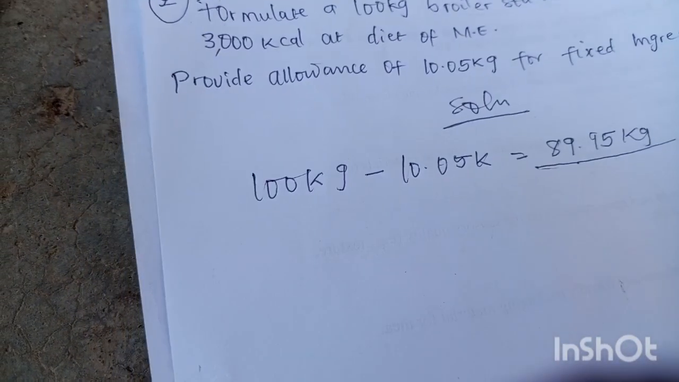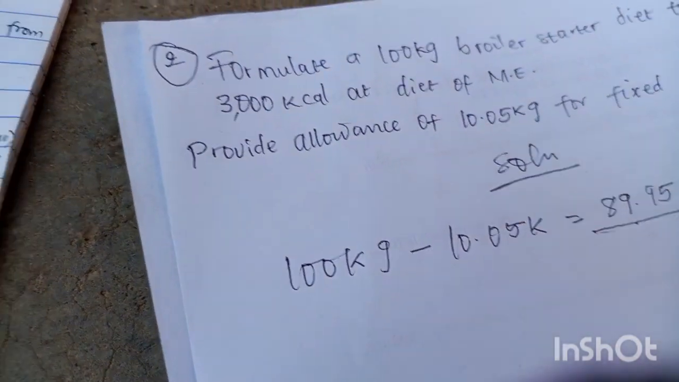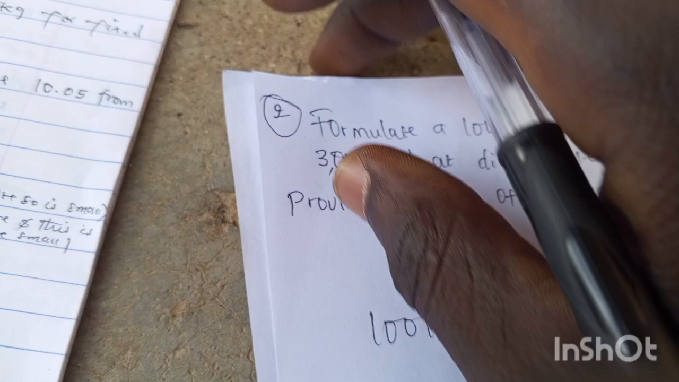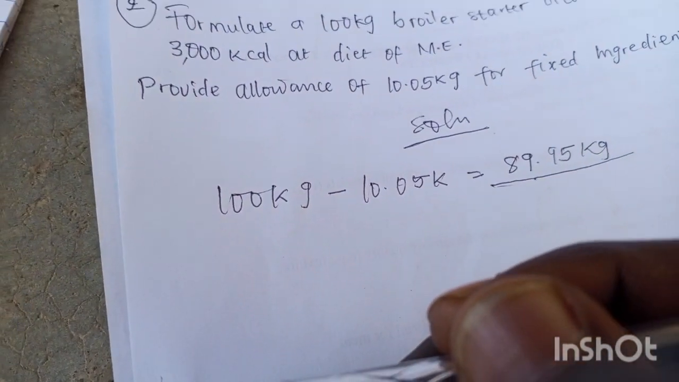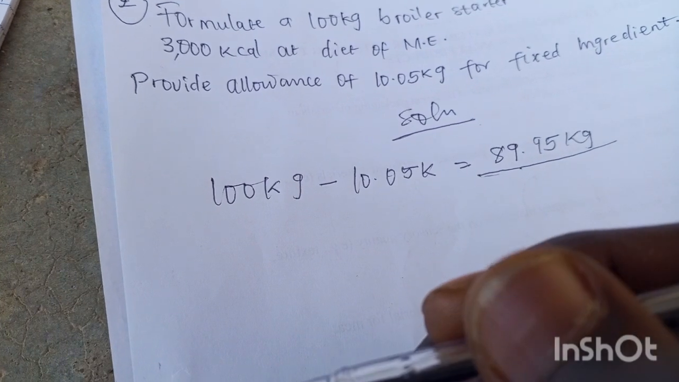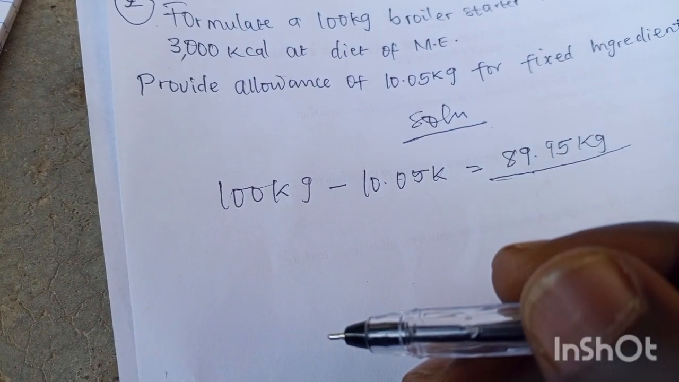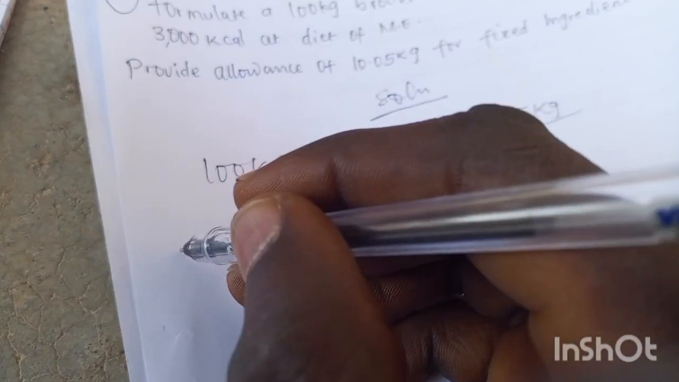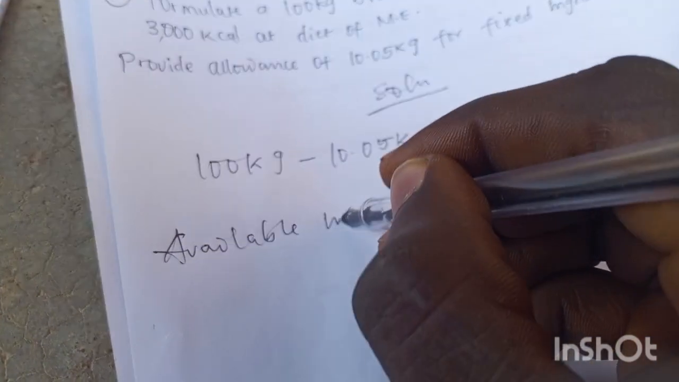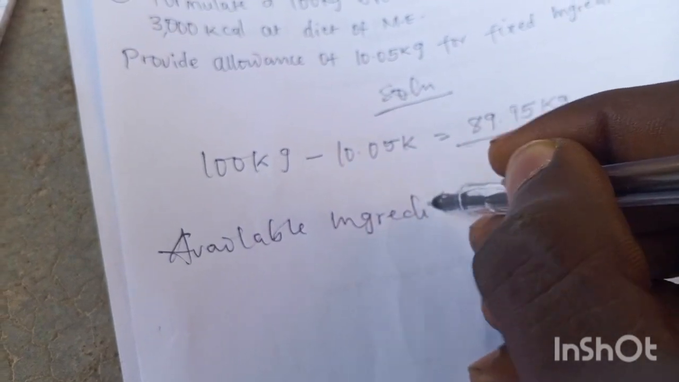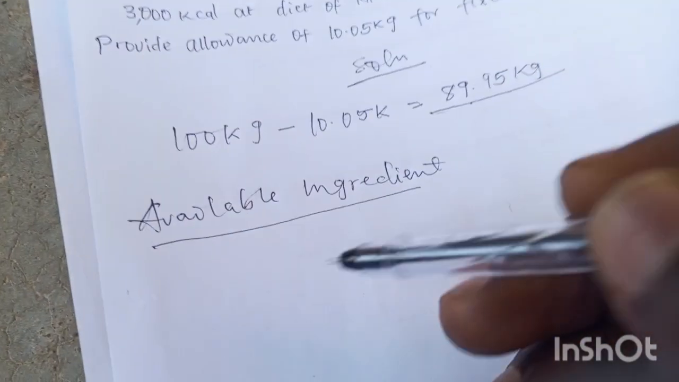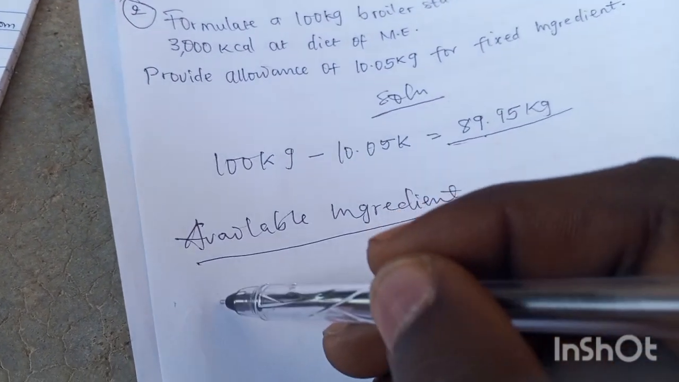So now, remember, we are working on a trial and error method. So this is the second example of that. So we are going to be calculating based on that. And in the following, we are going to outline the available ingredients here. So the first available ingredient is what? Maize.